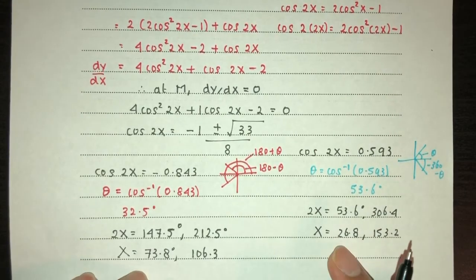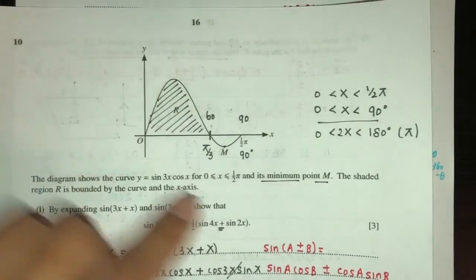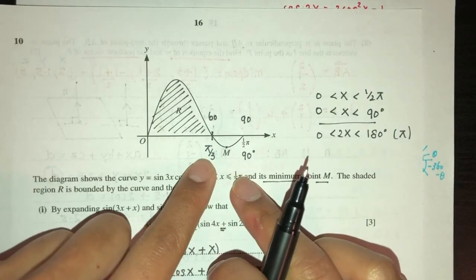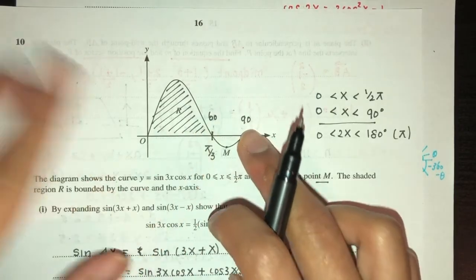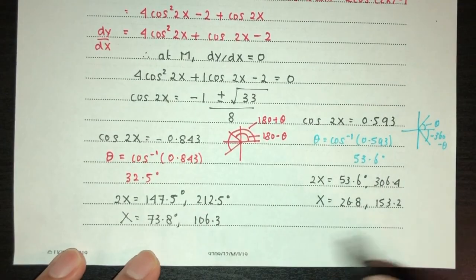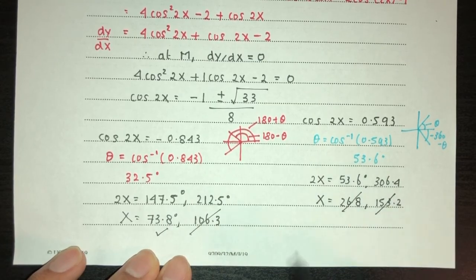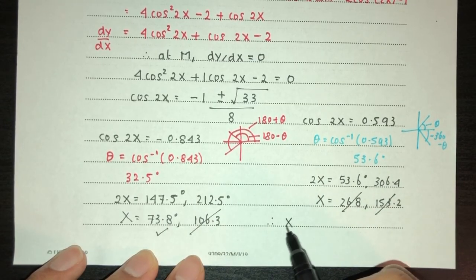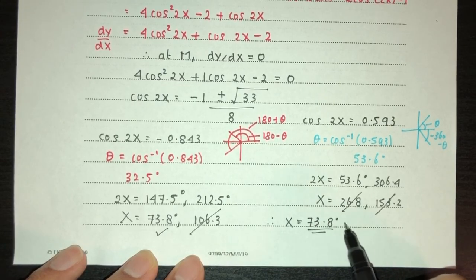So now we have to choose which one is the right value. To know this, you have to go back to your graph. If you observe, M is right here between pi by 3 and pi by 2, which is between 60 and 90 degrees. So let's check which one is between those two. By observation, this is okay, between 60 and 90, and the others are not. So your only value for x will be 73.8 degrees, but you have to convert this to radians.